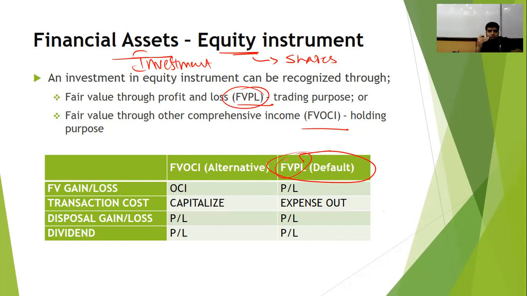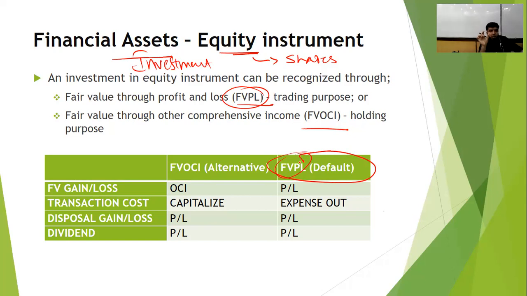There is a question: when is fair value through P&L applied? The company uses fair value through P&L once the company has decided to purchase those shares for trading purposes. What does it mean? If you have invested the amount in the equity of another company, for which intention? If you have invested that amount so that you will trade the shares, you will sell the shares once you get a good price, it means you will adopt fair value through P&L. But if you have purchased the shares of another company for holding purpose, that is, you will hold the investment for long-term purpose, it means you will follow fair value through OCI.